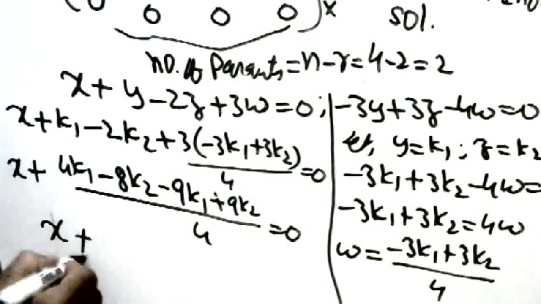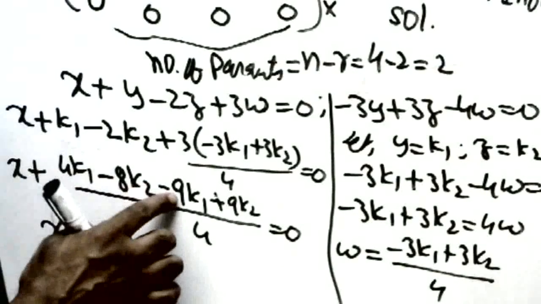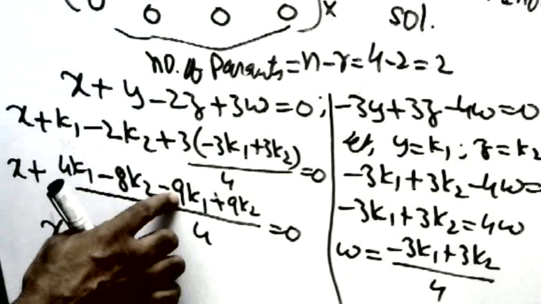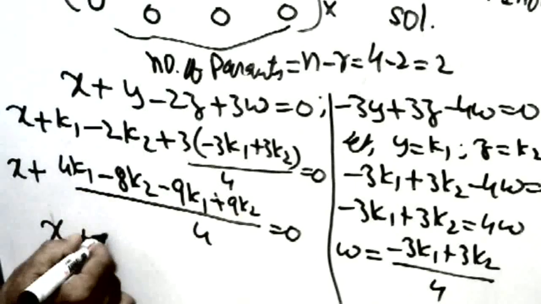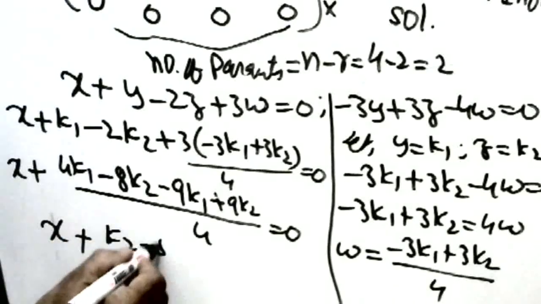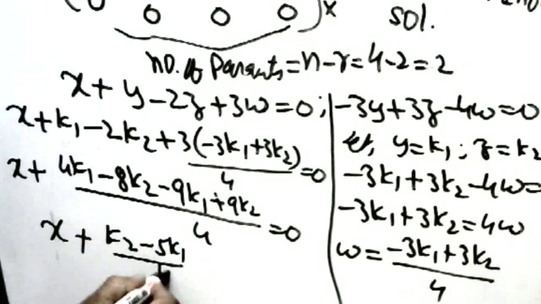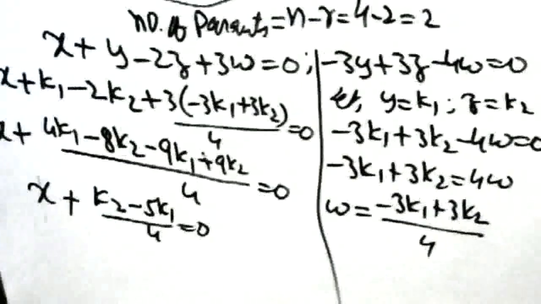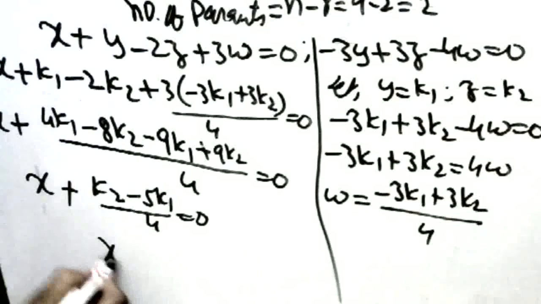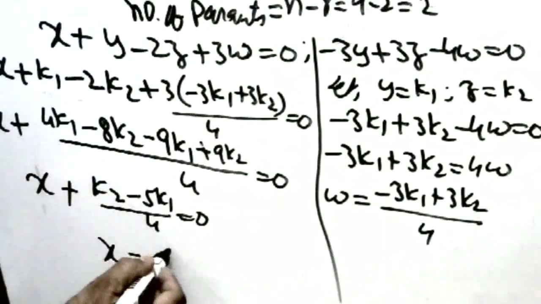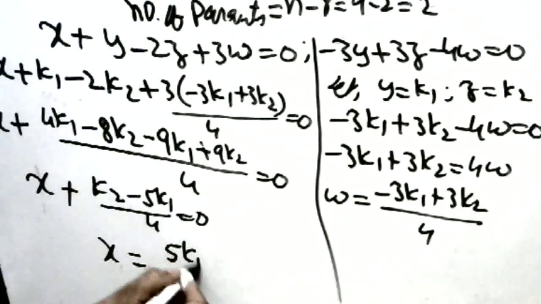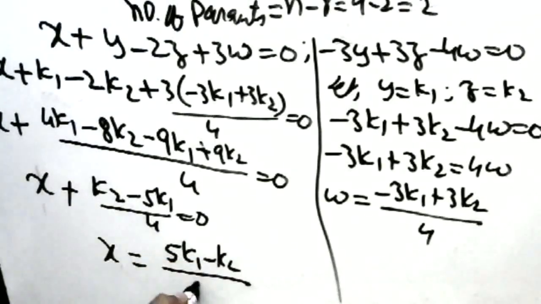Now let me solve for x. X plus, see, 4k1 minus 9k1 will be minus 5k1. 9k2 minus 8k2 will be k2. So k2 minus 5k1 by 4 equals 0. Now bring this on the other side. So last step: x equals, if we bring it to the other side, this minus will become plus, this plus will become minus. So we get the x value 5k1 minus k2 by 4.